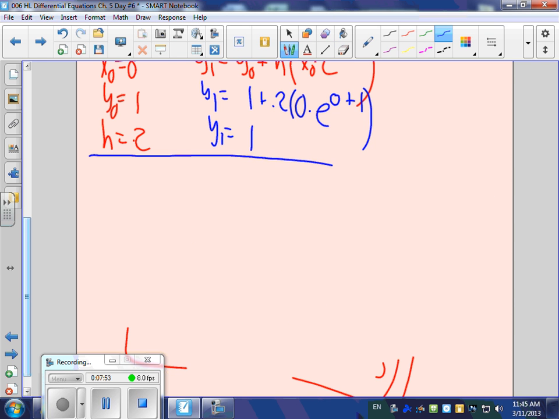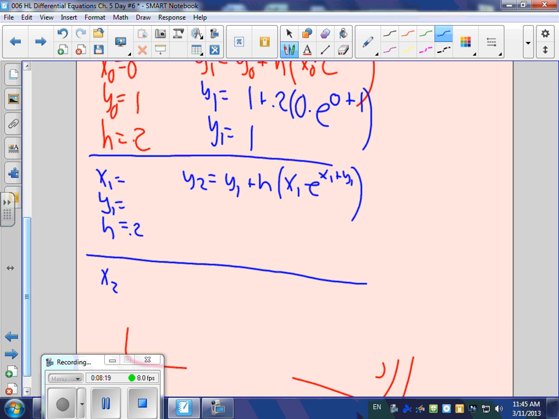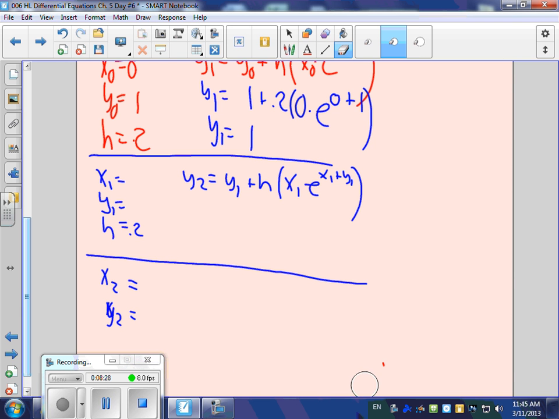Now I'm going to draw a line under this one, and now I'm going to go x1, y1, h equal to 0.2. My formula is y2 is equal to y1 plus h times x1 e to the x1 plus y1. So you go ahead and see if you can do that one, and then do the next one. Look at that, I still have lines from before. Then do the next one, and we'll see here how far you have to go.